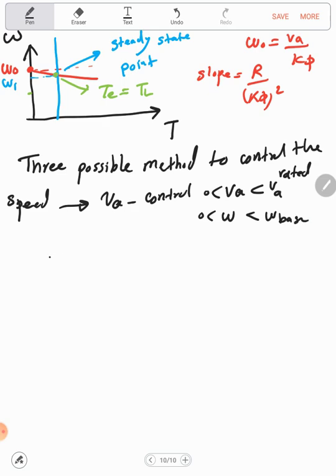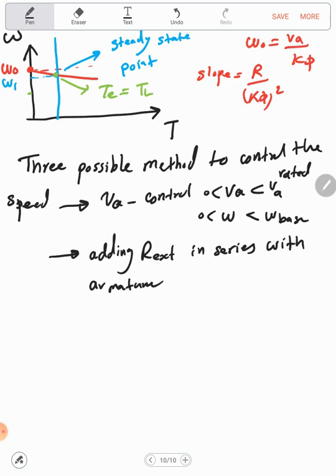The second method is adding resistance in series, adding R external in series with the armature. Now, simply this one is not recommended because by adding resistance, the efficiency will be very poor. So this one is not recommended.